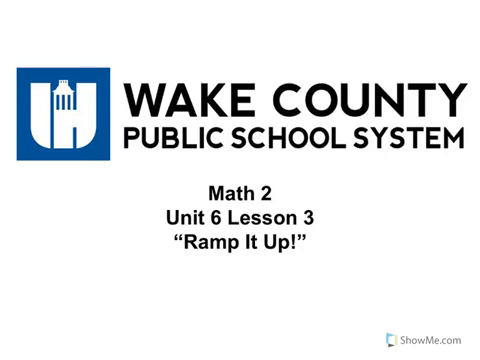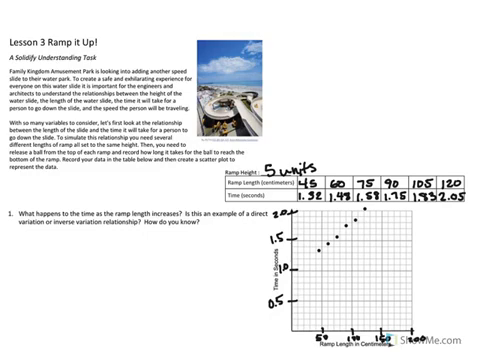In this lesson, we are looking at our Math 2 MVP curriculum, Unit 6, Lesson 3, Ramp It Up. In this lesson, we have been asked to perform a couple of experiments looking at a water slide that Family Kingdom Amusement Park is wanting to create. And they need it to be safe, so they have some certain figures that they need to look at. And one of those figures is looking at what happens if they keep a standard height of the ramp and change the length of it.